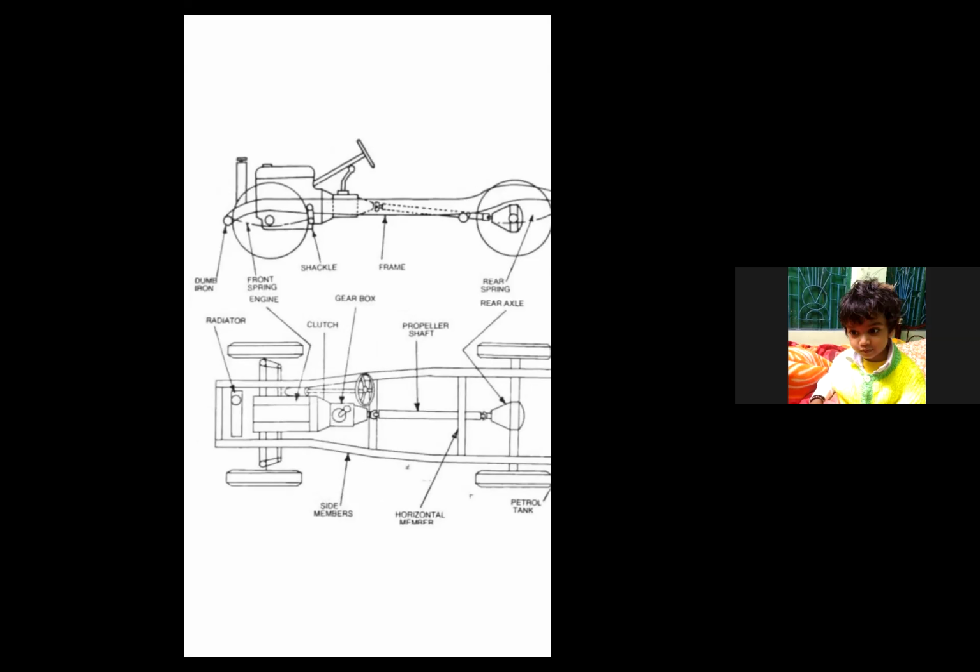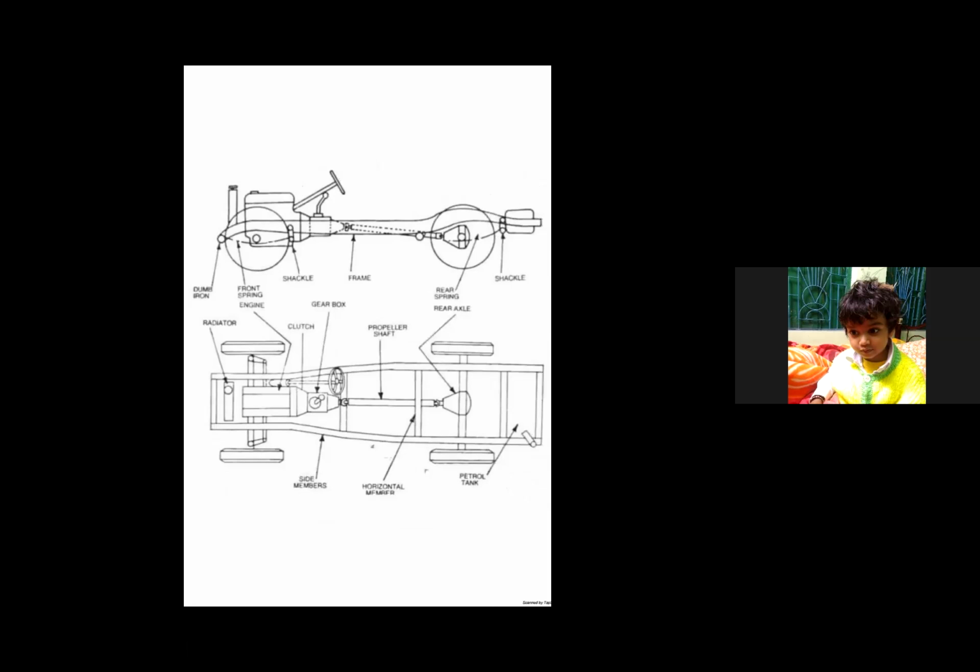Now, body. Body is totally different from the chassis. Body is attached to the chassis to give the shape of a car. Like bus body, lorry body, tipper body, but you can use the same chassis in a tipper, in a bus, in a truck, everything. So chassis is the main component of a car or vehicle. Okay, understand?